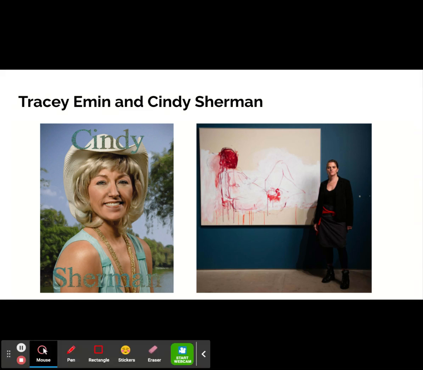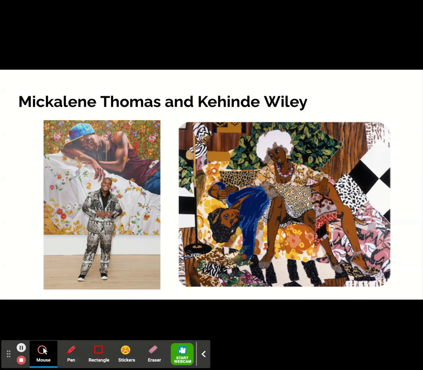We studied some powerful contemporary female artists like Tracey Emin and Cindy Sherman, who were known for breaking the boundaries of a male dominated art world and playing with ideas of self expression and the feminist identity. We looked at powerful Black artists who mix art historical subject matter with collage, patterns, and Black figures to subvert the predominantly white art historical canon. These artists were Mickalene Thomas and Kehinde Wiley.